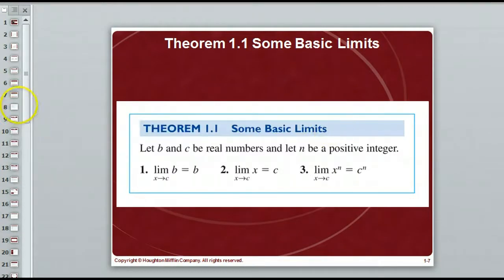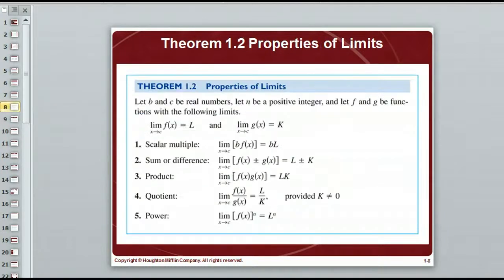This next one is the scalar multiple. That just means that if I have b times some function, and the limit as x approaches c of f of x is equal to L, I'm just going to take that scalar, which is the b, and multiply by L. And this is really direct substitution. It's the same thing. This one's direct substitution too.